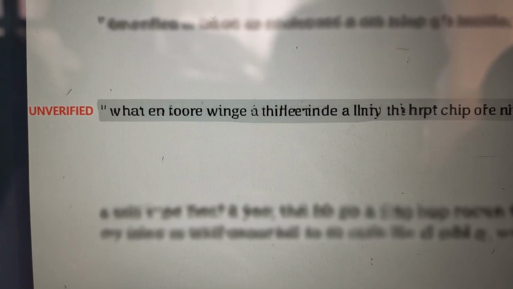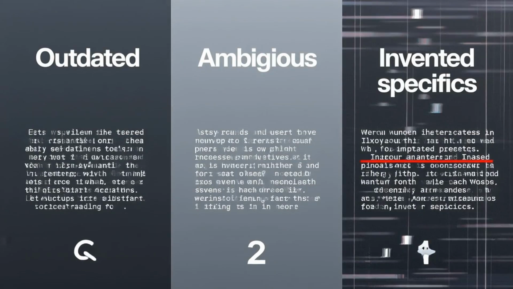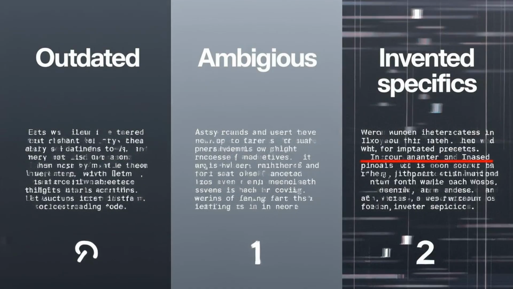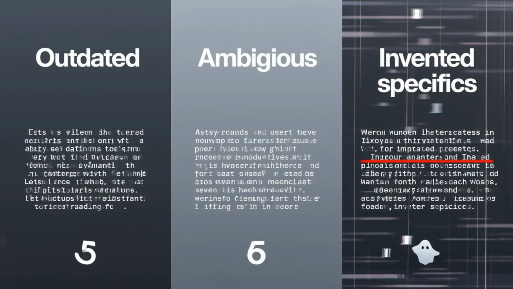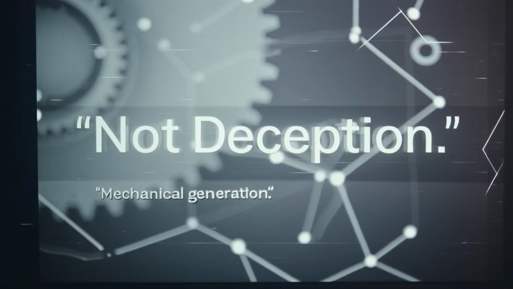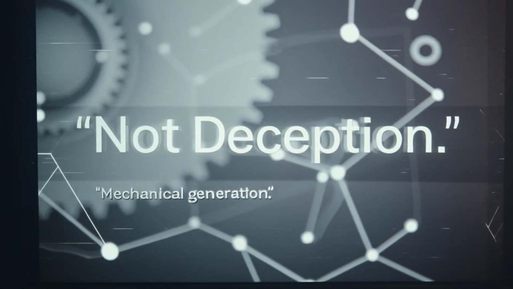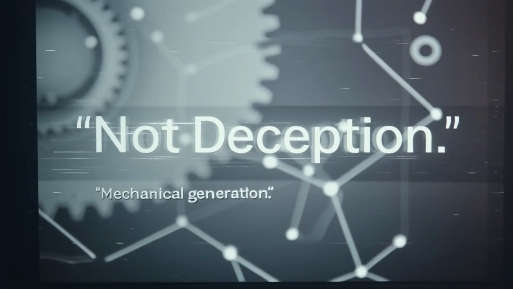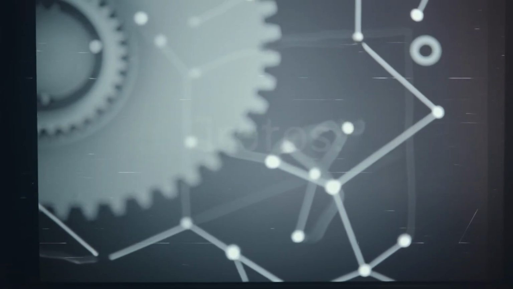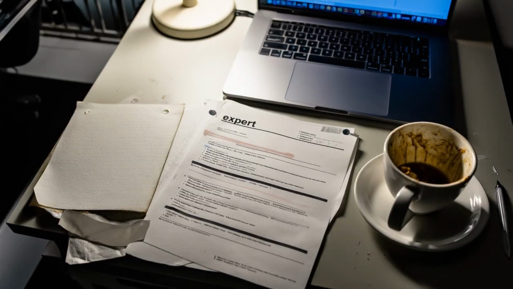Also, hallucination is not the same as deception. These systems do not decide to lie in a human sense. Most of the time, they're doing something more mechanical, producing text that fits the prompt and fits patterns they've learned, whether or not the content is grounded. And that difference, mechanical generation versus truth-seeking, is why hallucinations can feel like digital ghosts. They are not random noise. They are plausible constructions with a human-readable shape.